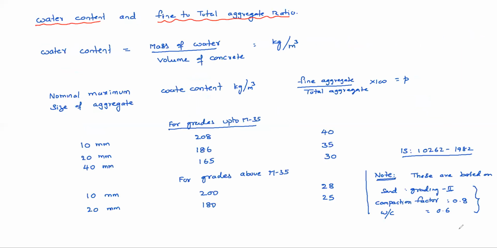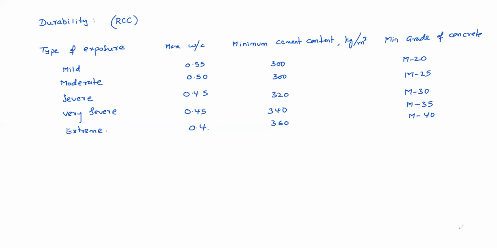So now we will see what the cement content is. Already we have arrived at the water content, right? The water content is based on the maximum size of aggregate, and the water cement ratio is also there with us. Now we need to find the cement content. Cement content is nothing but mass of cement by volume of concrete, that is kg per meter cube.